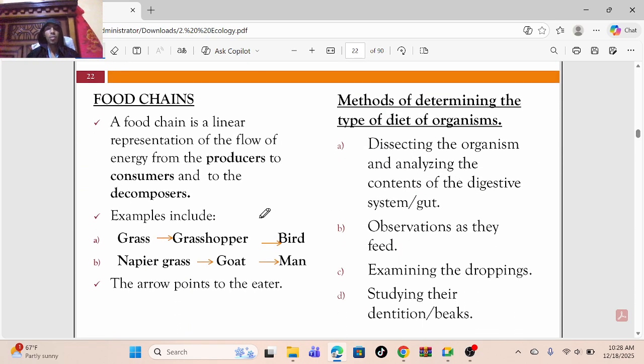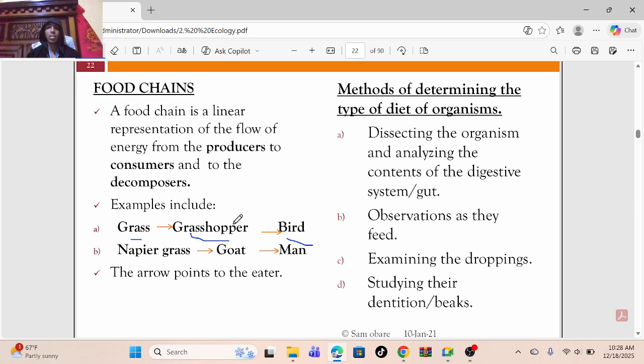In a food chain, first of all you have to know that the arrow always points to the eater. So meaning that grass, what eats it? It is the grasshopper that eats. So what does the grasshopper eat? Birds eat it. So that is the food chain.